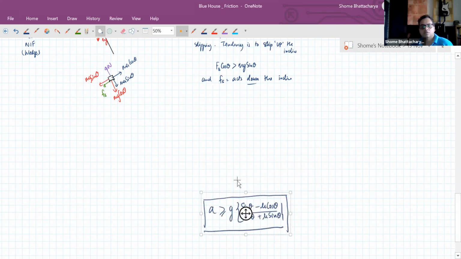Okay. So instead of this equation, we will have to replace this with this. Okay, and we have to replace this with plus mu and this with minus mu. The equation that we should get over here is that A should be less than or equal to g into sin theta plus mu cos theta over cos theta minus mu sin theta, because wherever the mu was there, it has to be replaced with a minus mu because the direction of friction is reversing.